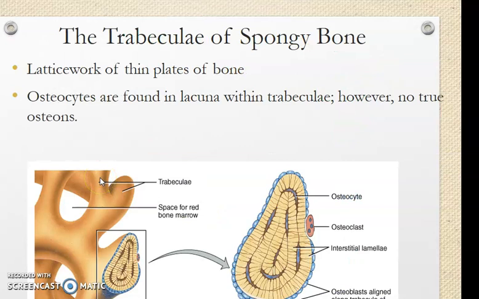Now, they have this lattice called trabeculae. And this is sort of like a cantilever bridge. It takes weight from this point and distributes it someplace else. Now, it still has osteocytes and lacunae, but it doesn't have true osteons. We still have canaliculi connecting them, but no true osteons. And we'll have osteoblasts, these little guys, and osteoclasts, these big guys, on the outside.